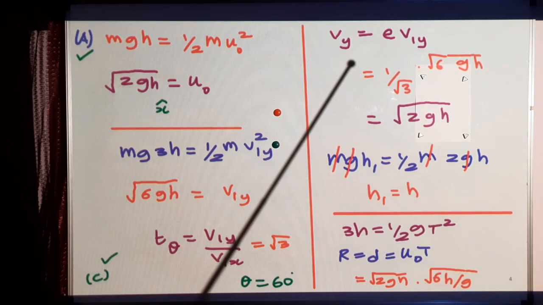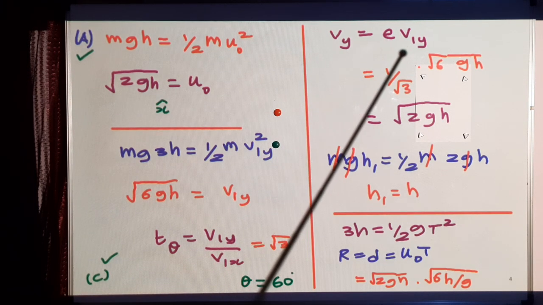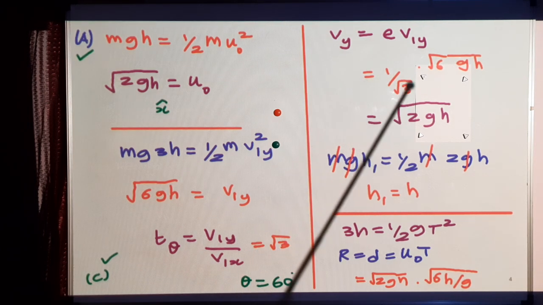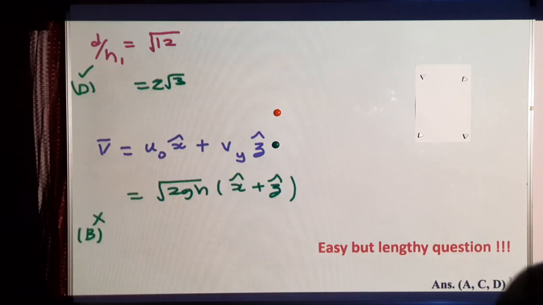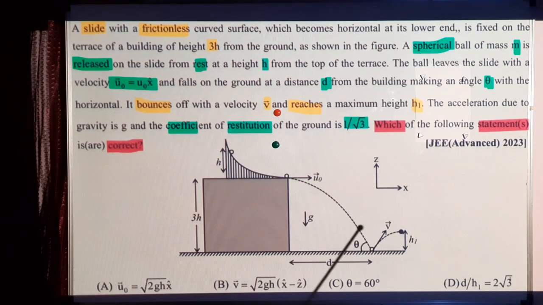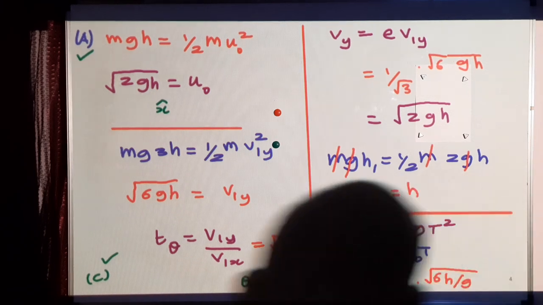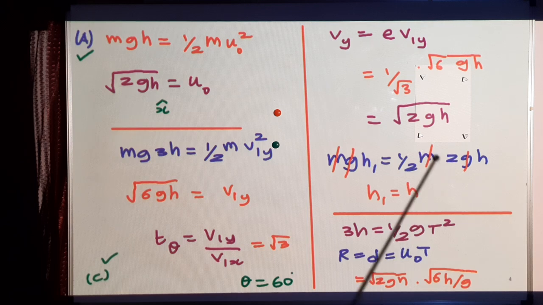After collision, the velocity is Vy, before collision is V1y, and the normal component will be related by the coefficient of restitution. So it will change by a factor e, and e is 1 by root 3, which is less than 1. So this is root 2gh. With this velocity, it will gain a height of h1. So half m Vy square equal to mgh1, which is 2gh. From this we get h1 equal to h.